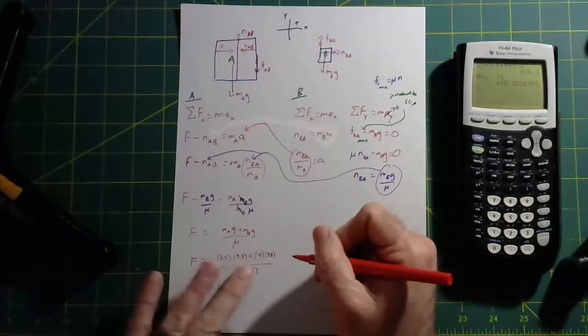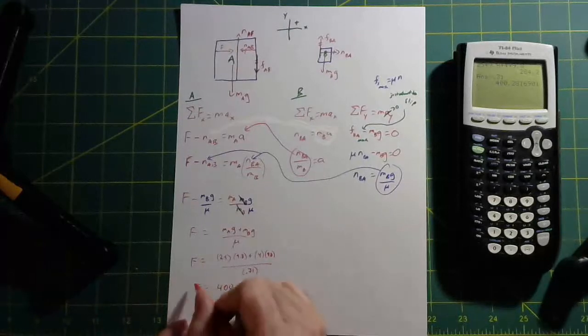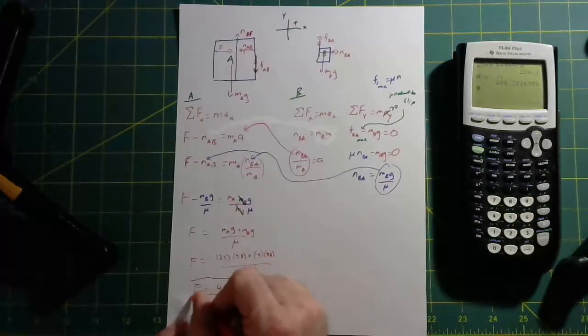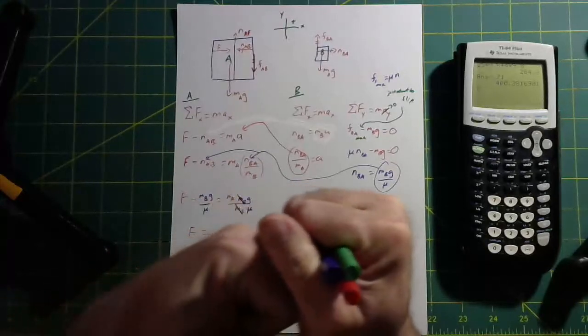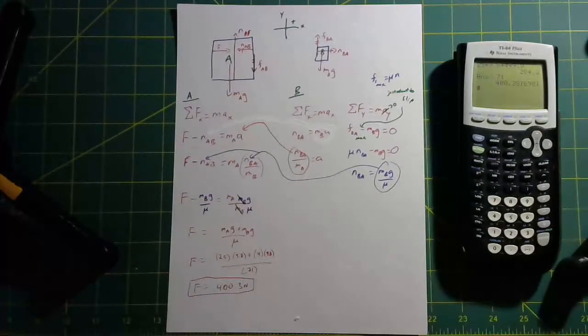I suppose I don't have enough sig figs. I probably ought to just round it to 400, but that's okay. 400.3 newtons is my answer. That's how hard I have to shove on it so that it stays in contact and that block does not slip down the surface. Okay, and that is problem 7.